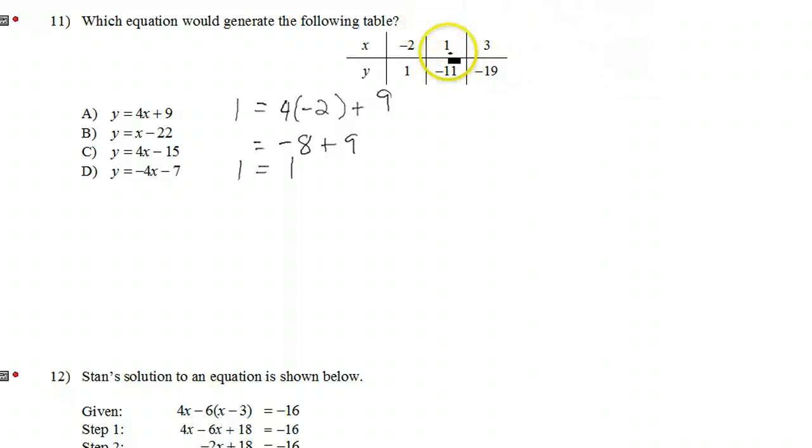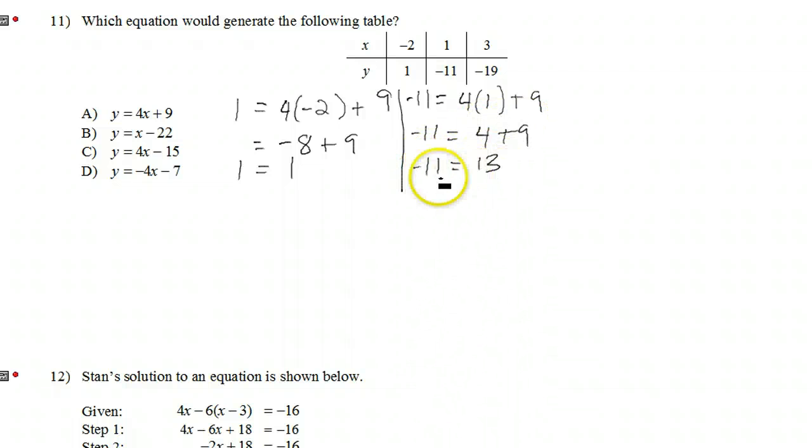And I'm going to this time plug in 1 for x. So if I try that, I'm going to get 4 times 1 plus 9. So I'm plugging it into A again. And let's see if we get -11 for y. If we do, great, then that's our answer. If not, then we have to try something else. So doing this, I get -11 is equal to 4 plus 9, but that's equal to 13. That is not a solution. So this equation here, it generated this answer, but not this one. So this is not our answer.